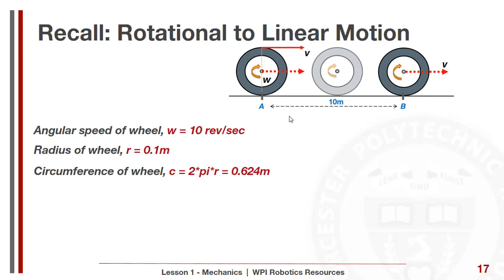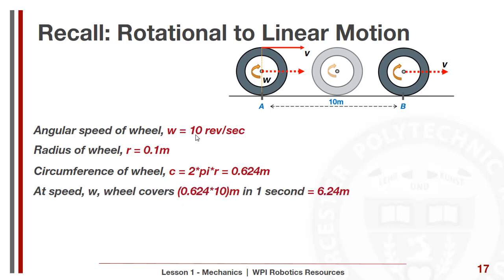And so if the wheel rotates along a straight path by one complete revolution, it will cover 0.624 meters. And so then if the wheel rotates at 10 revolutions per second, or 10 revolutions in 1 second, how much distance will the wheel cover in 1 second? At that speed, the wheel will cover 0.624 times 10 meters in 1 second. And so the wheel will cover 6.24 meters per second.